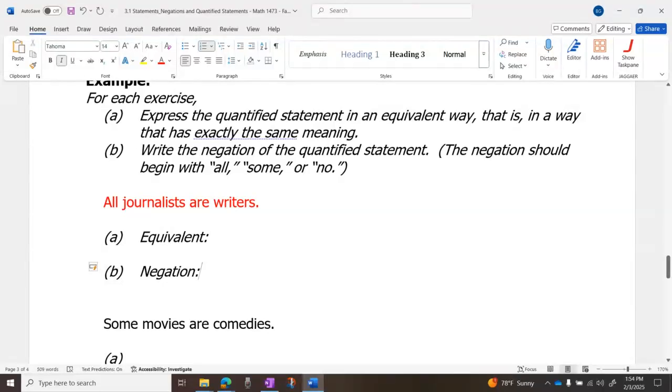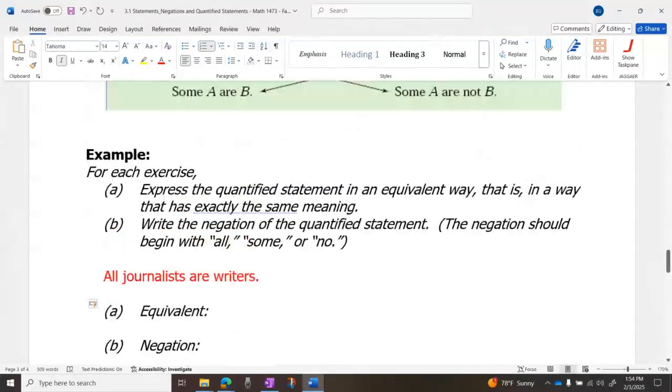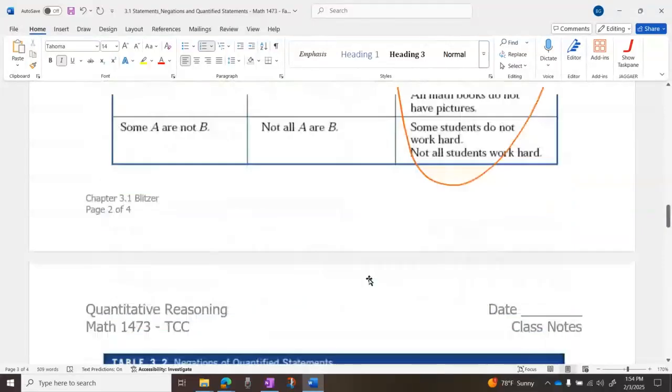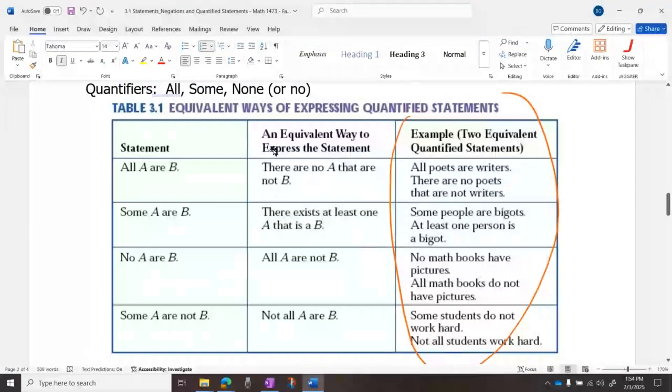I'll give you a little time to think about it. How do we write exactly the same thing a different way? All journalists are writers. If you look at the table here, an equivalent way for all A are B is there's no A that are not B, right?